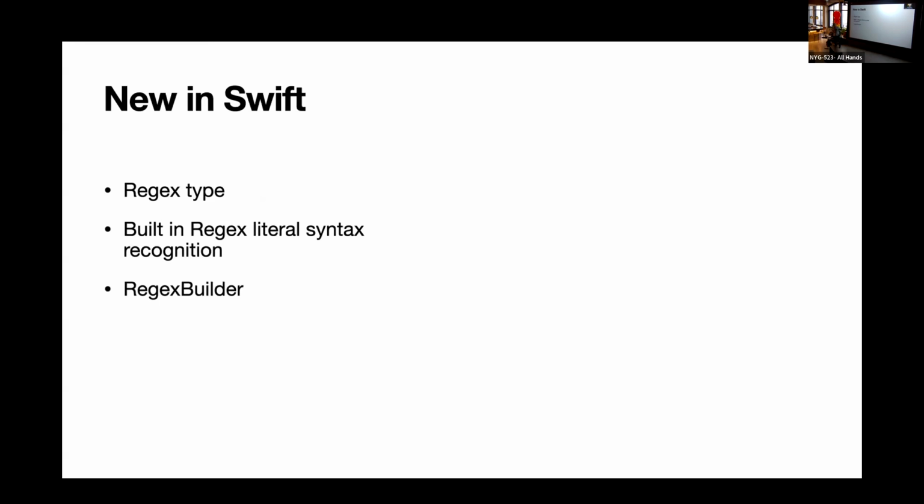If you've had to deal with this, how many people actually have had to deal with regex? Yeah. Okay. They're a pain. They're super difficult to use. You have to basically learn that. So now with regex, we have a regex type. You have built-in regex literal syntax recognition, which is pretty cool. So Swift can recognize that, and also this regex builder.